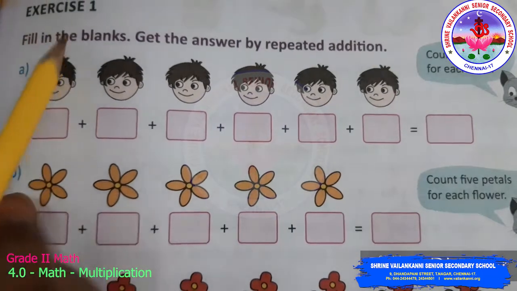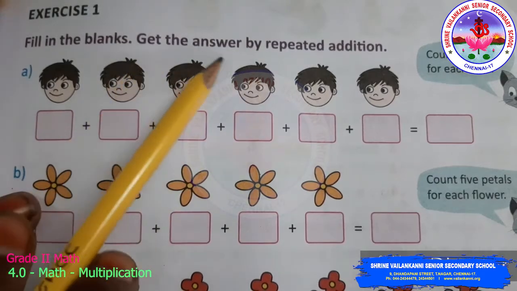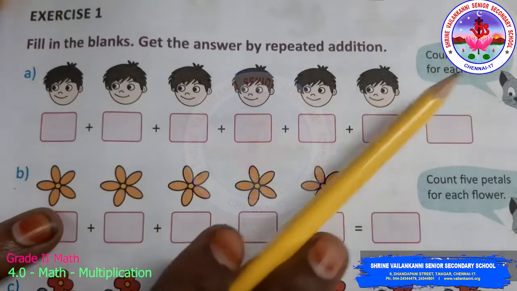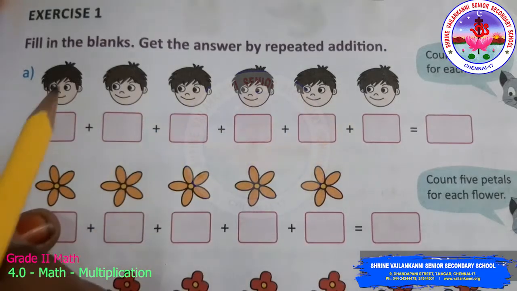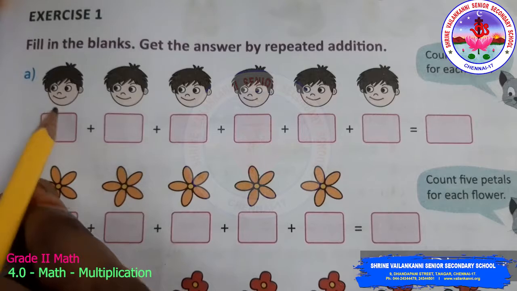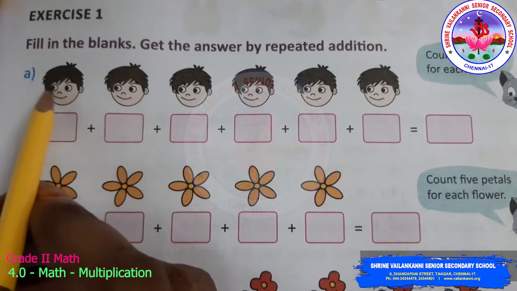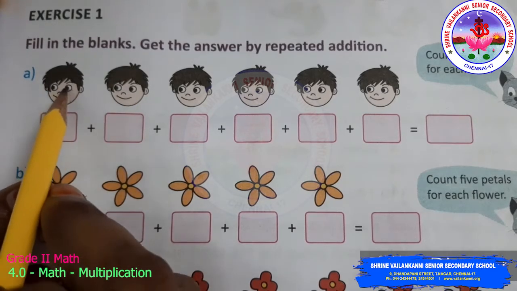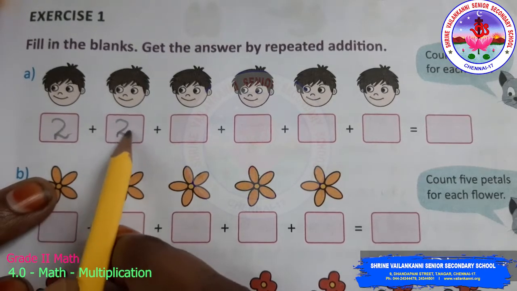Okay, exercise 1. We are going to fill in the blanks. We are going to get the answer by repeated addition. Count 2 eyes for each face. They have given you boys' faces and each face has 2 eyes. We are going to count. This is a group and we are going to count the eyes, the number of things in that group. So how many eyes? 2 eyes.